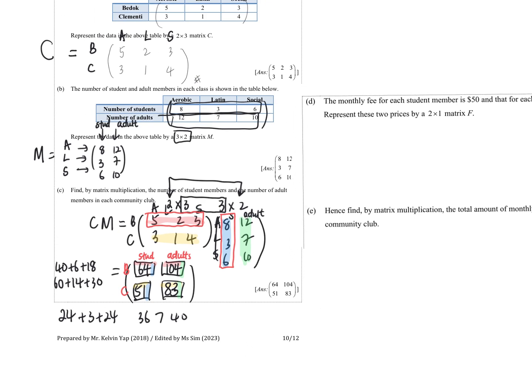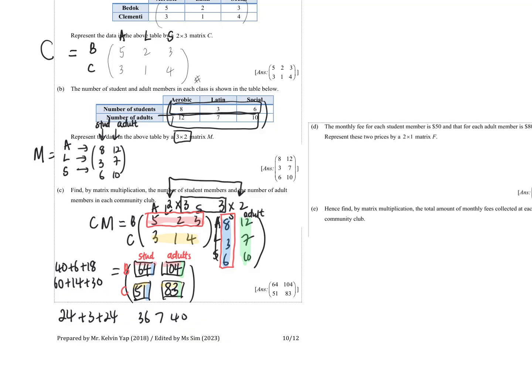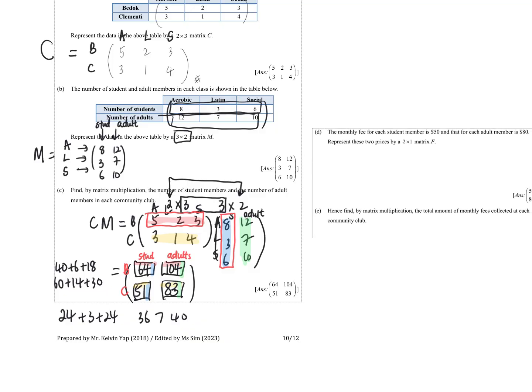Okay, then they say the monthly fee for each student is $50 and adult is $80. Write in a 2x1 matrix. So 2x1 is like this. So 50 and 80. Drop the units. Matrices don't have units in the bracket. So this is for student. This is for adult. And this is representing the fees.